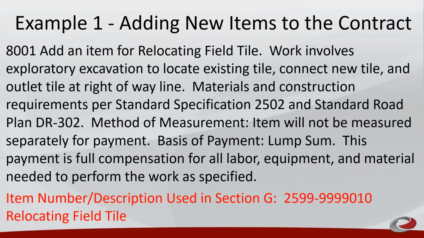Here are 3 examples of how to write a new item specification. Example 1, 8001, add an item for relocating field tile. Work involves exploratory excavation to locate existing tile, connect new tile, and outlet the tile at the right-of-way line.